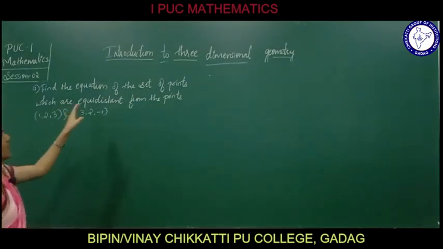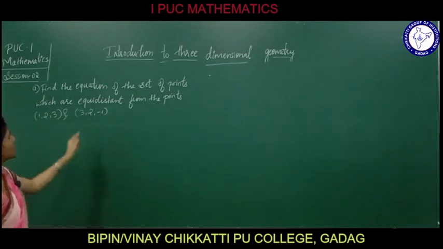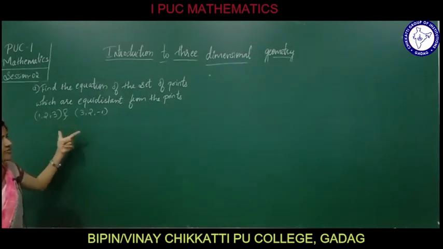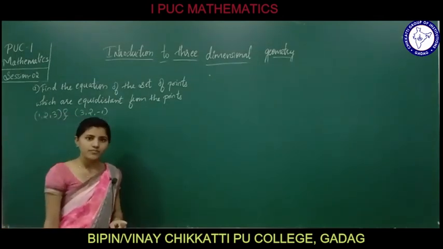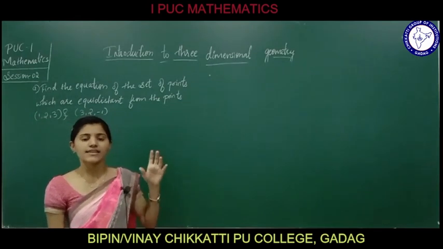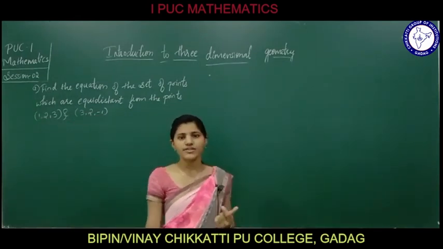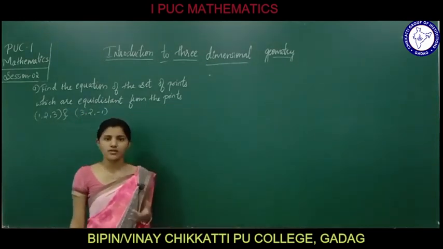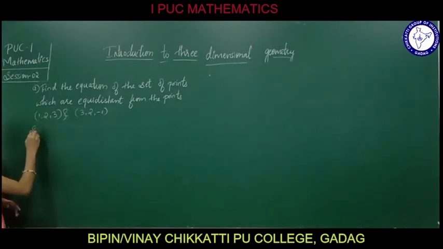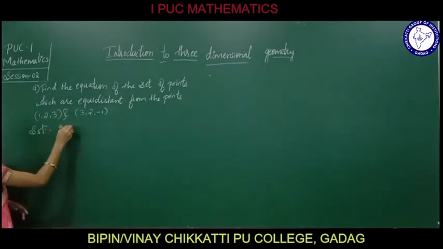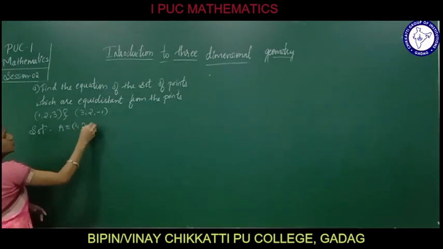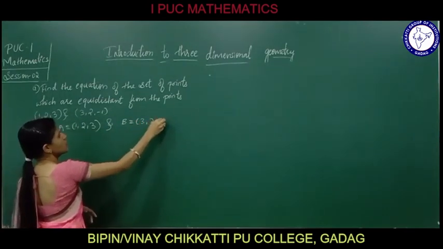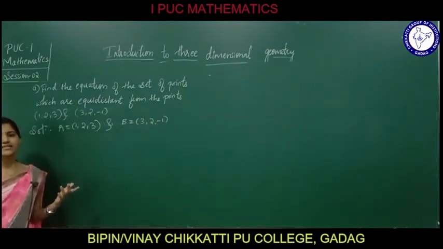Find the equation of the set of points which are equidistant from the points. They have given us 2 points and there is also one more point P. So we are supposed to find the equation of that point which is equally distant from these 2 points. Okay, let us start finding the solution. Let A be equal to (1, 2, 3) and let B be equal to (3, 2, -1).